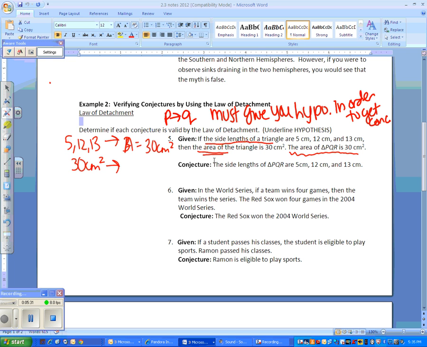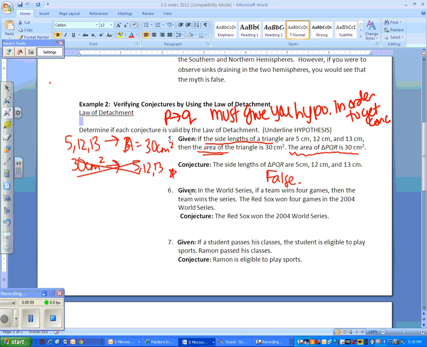Can I then conclude that the side lengths are 5, 12, and 13? These don't match. They're going in opposite order. So this conjecture, this statement that somebody believes to be true, that the side lengths must be 5, 12, and 13, is false. It is invalid because I didn't first tell you, because I went in the reverse order. If you're still stuck, think about it in terms of drawing a picture, and I'll come back to it. Number 6 is an easier example.